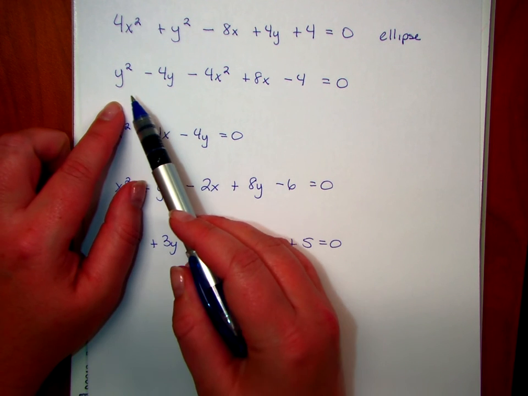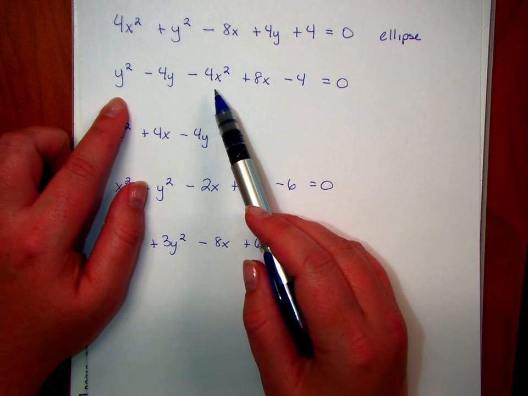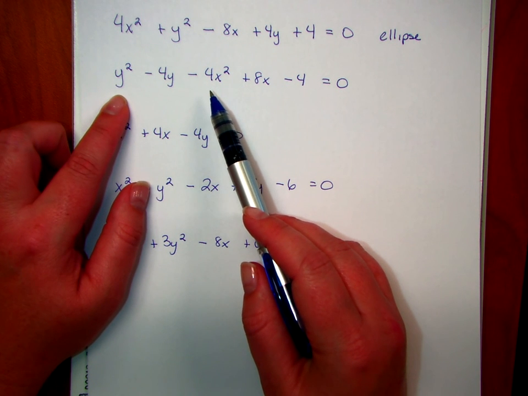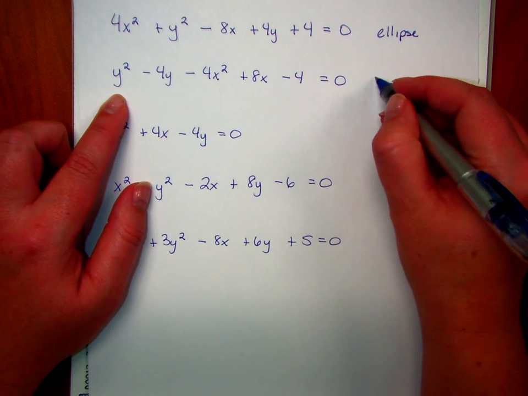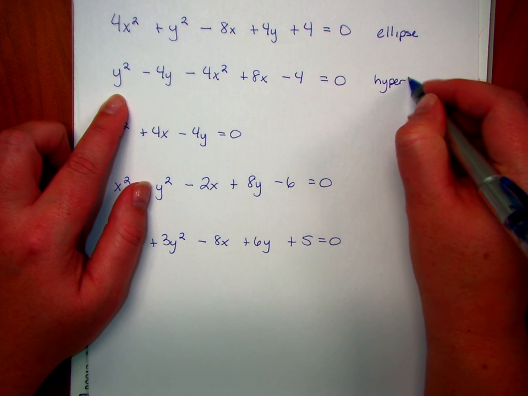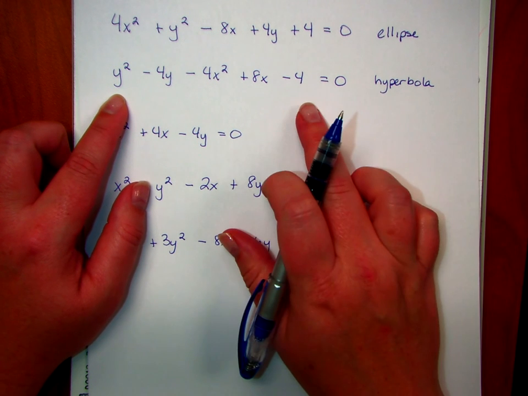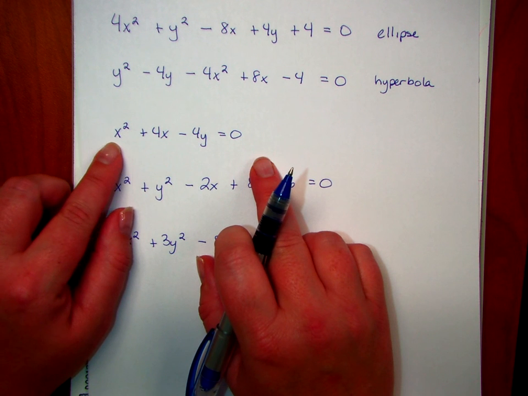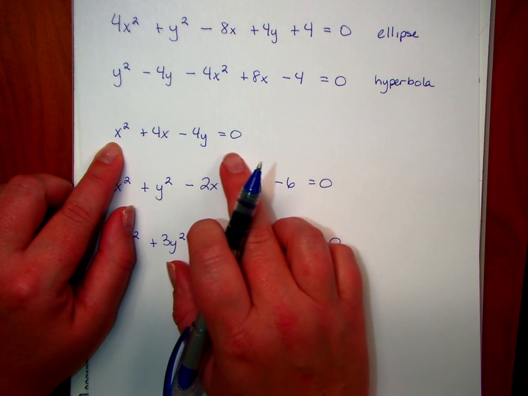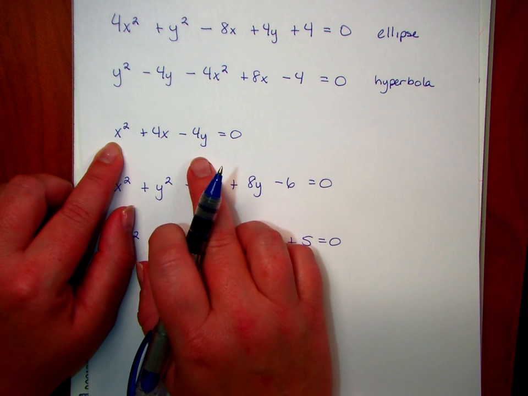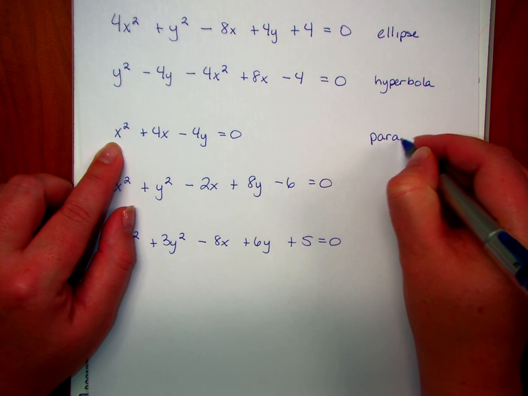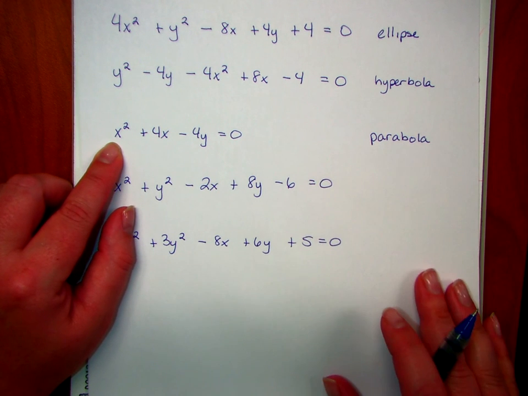So on the next example, if I were to focus on the squared terms, I have a y squared term and an x squared term. The y squared has a positive coefficient. The x squared has a negative coefficient. So that tells me that this must be a hyperbola. That's the only one that has one positive, one negative. Here, on this equation, we have an x squared term, but notice we don't have a y squared term. So anytime we only have one squared term, that is indicative of a parabola. So the third one here would be a parabola.